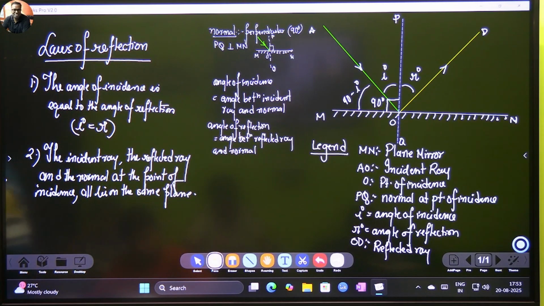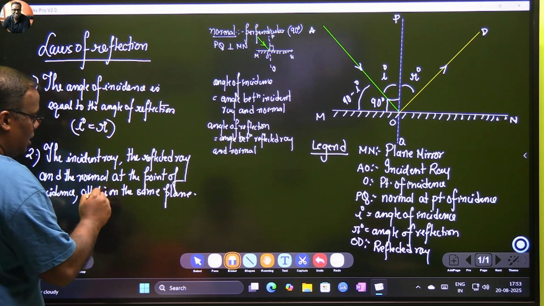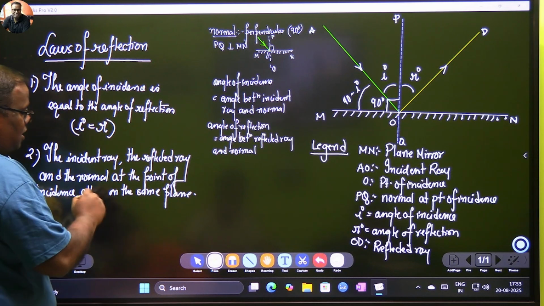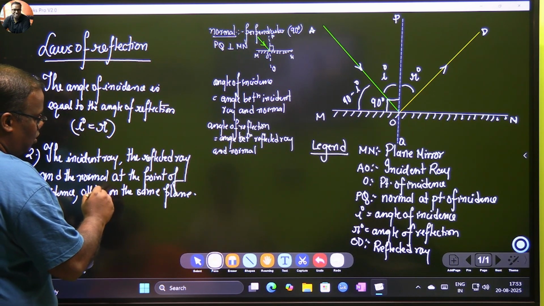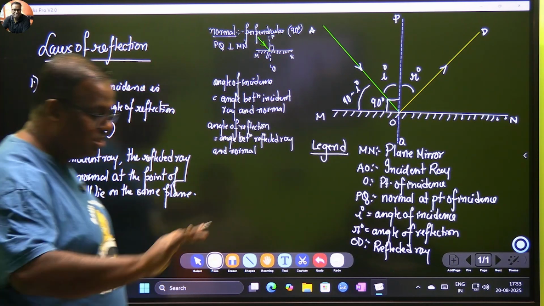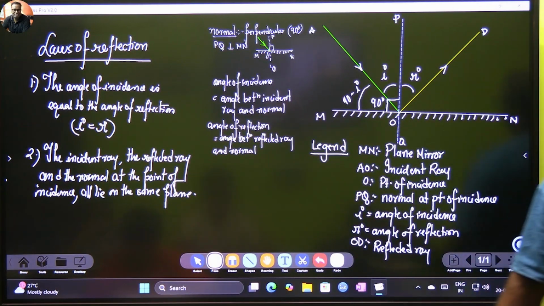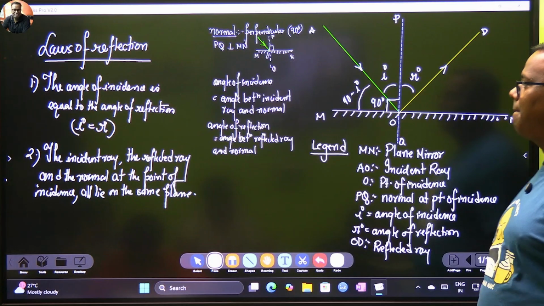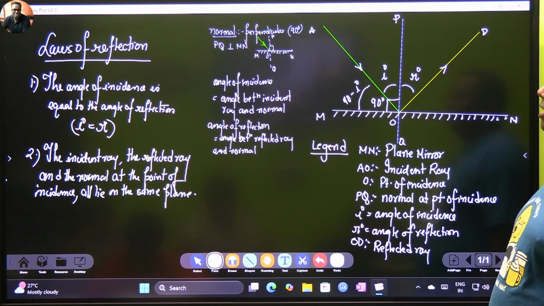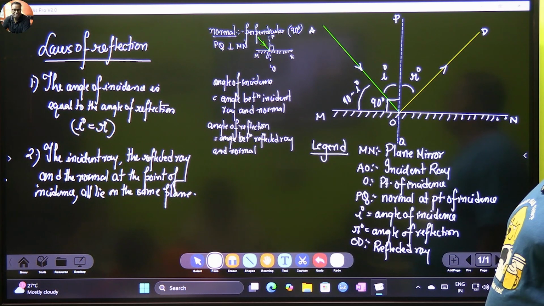Now I'll explain. Lie. This is the word lie. Lie means words that spell the same and mean different. This is not lie and truth. This lie means they lie. Write it down, then we'll understand what is same plane. The incident ray, the reflected ray, and the normal at the point of incidence all lie in the same plane. So the question you get is, state the laws of reflection and draw a neat labelled diagram.